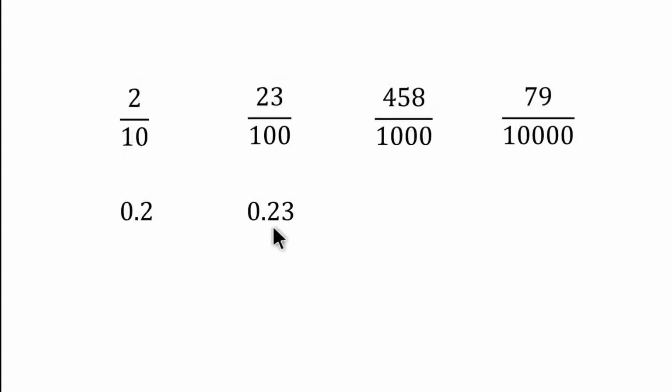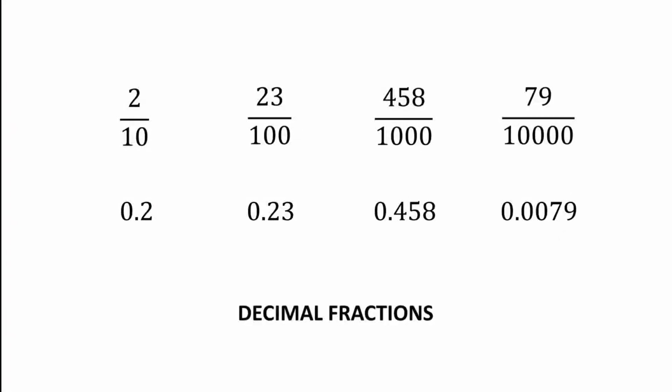So in front of two digits, we'll put the decimal point. Similarly, 458 by 1000 becomes 0.458. Three zeros and three digits after the decimal. And 79 by 10,000 becomes 0.0079. There are four zeros over here. So in order to make four digits after the decimal, we'll put two zeros in front of these numbers. So 79 and two zeros in front, and we'll put the point so that after the point there are four digits. So it becomes equal to 0.0079. That's why this kind of fractions are called decimal fractions.